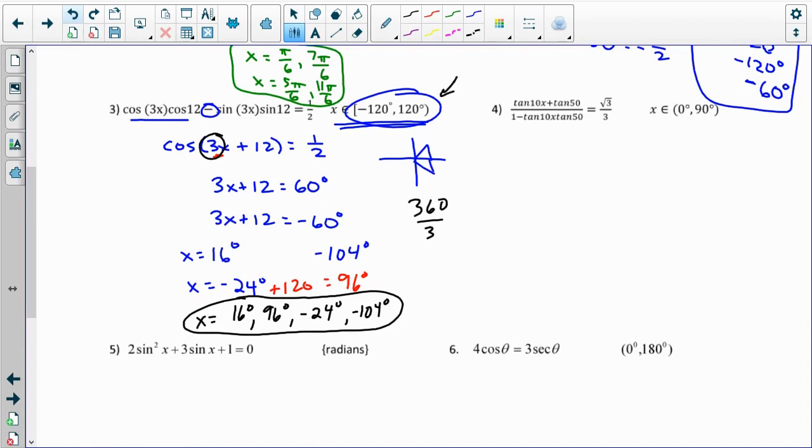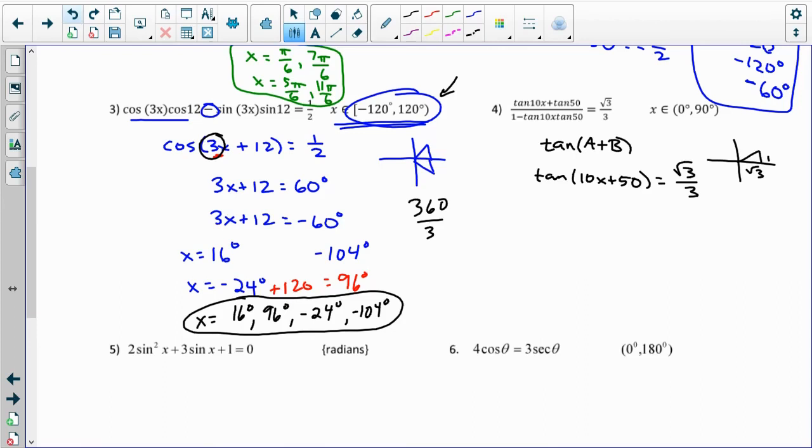Number 4, I have tangent of a plus b. So in this case, that's going to be tangent of 10x plus 50, and that equals root 3 over 3. So tangent works at root 3 over 3 in both the first and the third quadrants. And that is going to be in this situation.